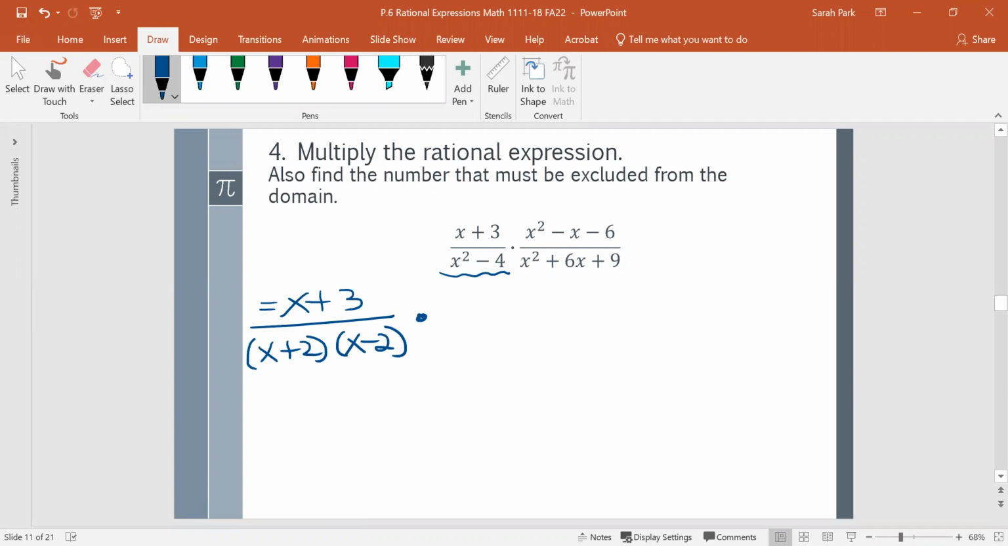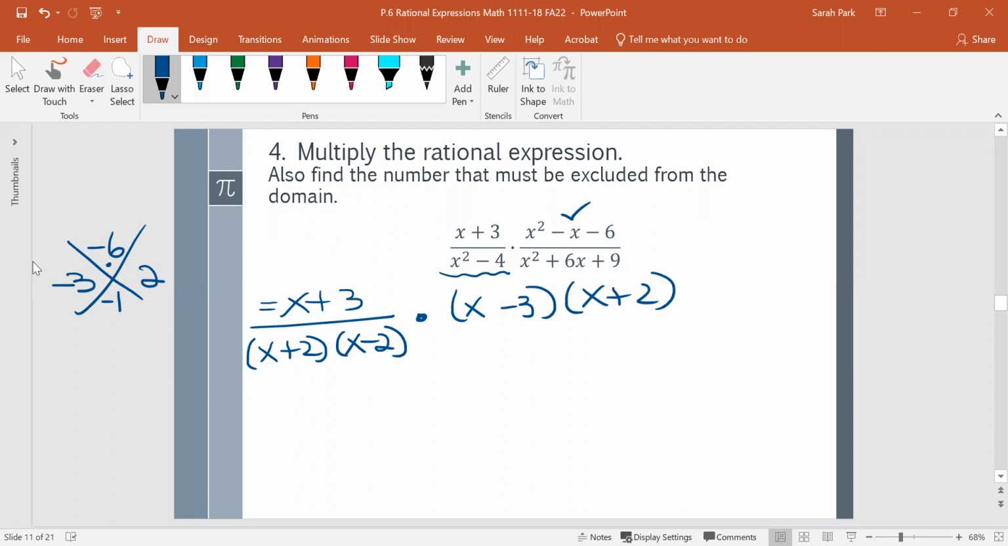And then the x squared minus x minus 6 factors as, let's do it here, what multiplies to -6 but adds to -1 is 3 and 2, with the 3 being negative. So we have x minus 3, x plus 2. We factored x squared minus x minus 6.